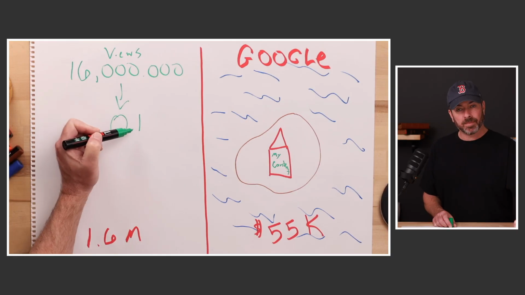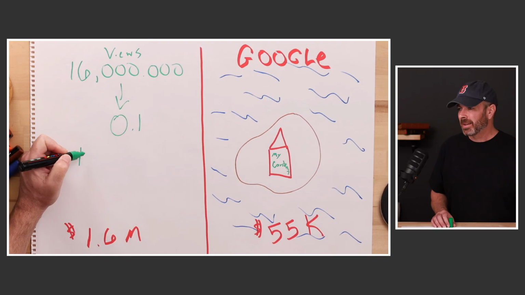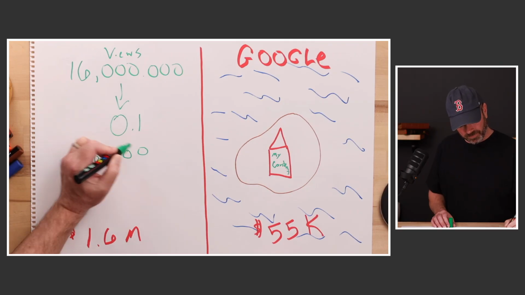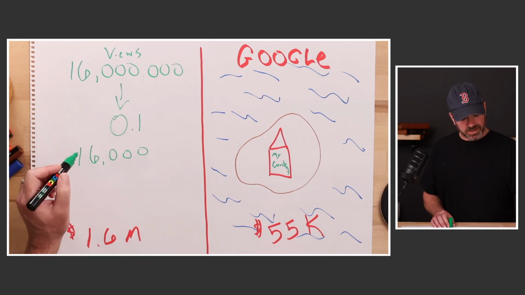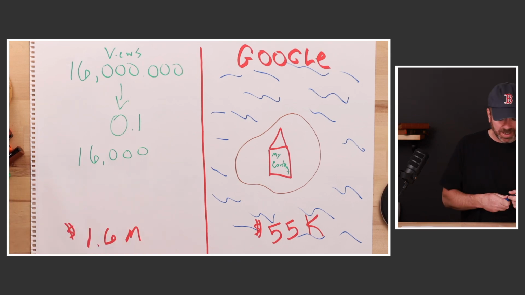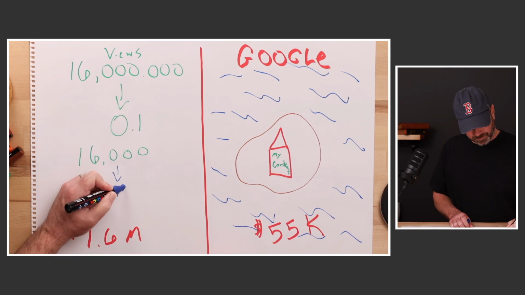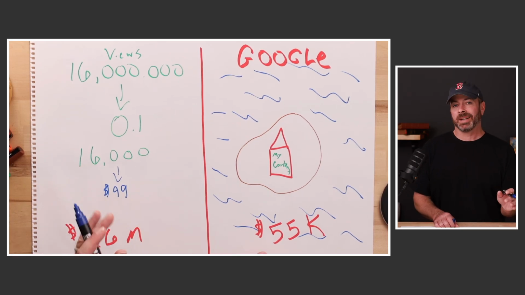We converted them like 1 out of every 1,000. So that would be 16,000 buyers, right? I converted 1 out of every 1,000. So 16,000 people. And I sold them into that $99 product, right? A cooking course. And now, guys, this could work for any niche if it's not cooking.